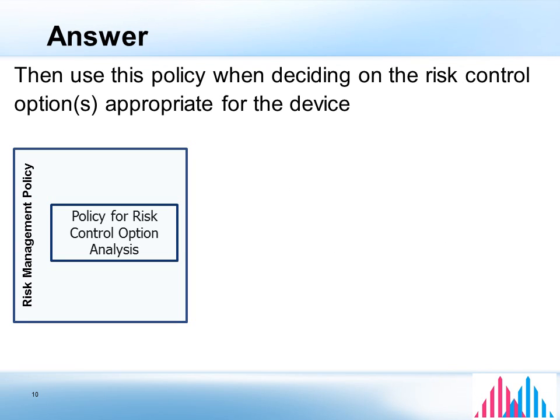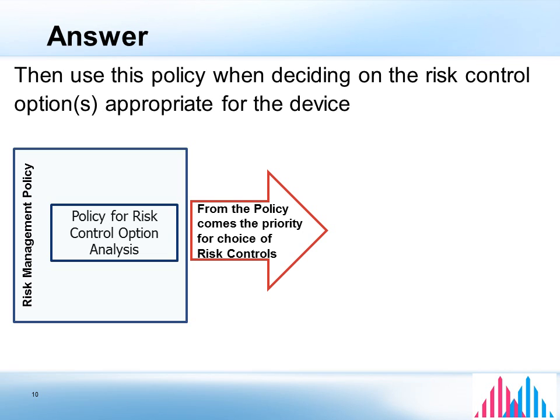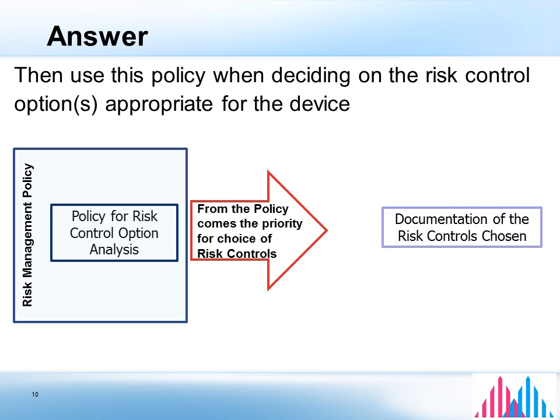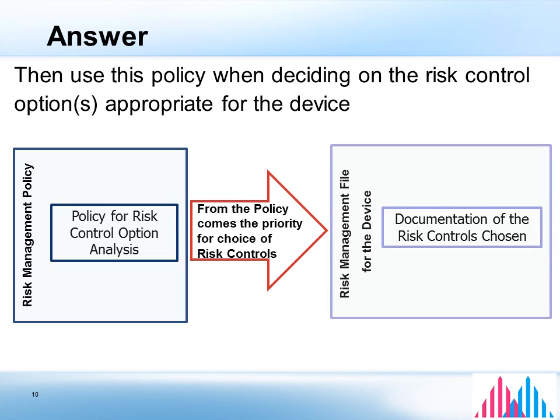Similar to the earlier problem, the policy for the overall risk management will now hold the policy for risk control option analysis. And from this policy comes the priority for choice of risk controls. And this must be driven into the process that the engineers and experts follow when they document the actual risk controls that are chosen to reduce risk for the individual hazards. This is then documented in the risk management file for the particular device.